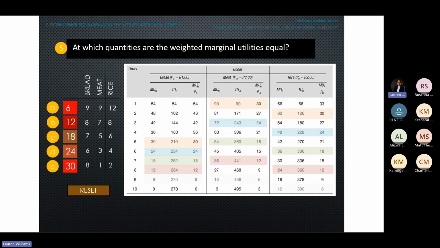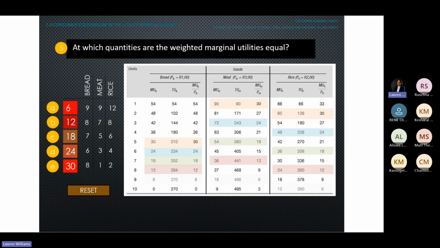We discussed that. So I looked at it and I said, okay, given this full table, what combinations could she possibly have? Because there's multiple ways to look at it. Could she then look at which combination will maximize her level of satisfaction? So we're saying, at which quantities are the weighted marginal utilities equal to each other?